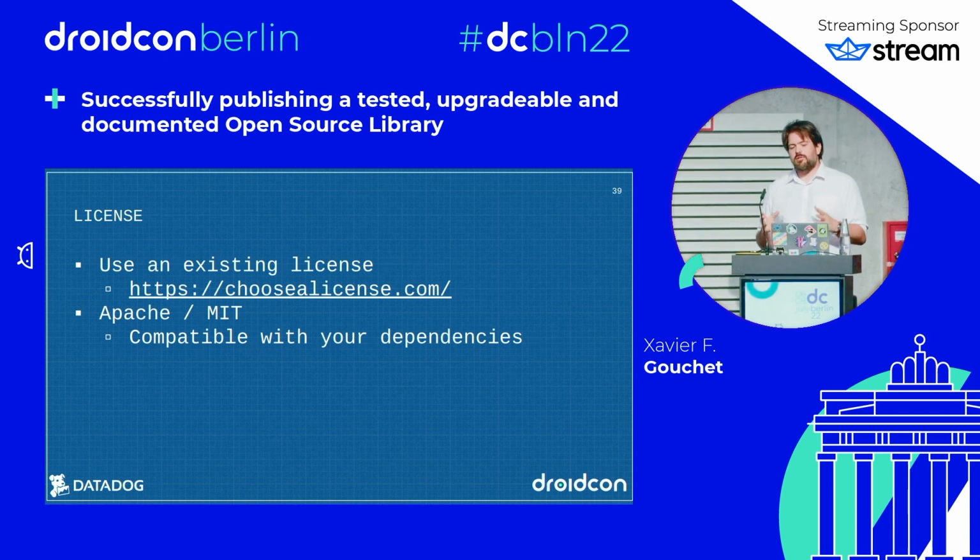Usually, you want to try to use an open source license that is a standard in the field. So in Android, most of the projects are either under the Apache or the MIT license, but there are many others. So make sure that the requirements and the restrictions of the license you choose are compatible with your dependencies.